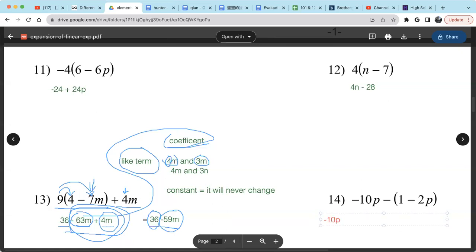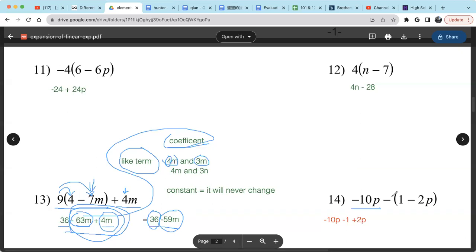So I have negative 10p by himself. I won't do anything yet. Then minus 1 minus 2p becomes plus 2p. Right, let me explain a little bit about this one. Negative 10p is a term, right? Negative 10 multiplied with p, so they glue together, become one thing.